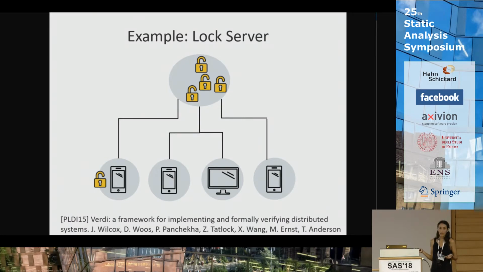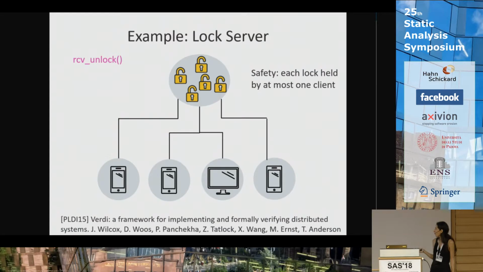Then it may hold it for a while. When it wants to release the lock, it will send an unlock message using this send unlock action. When the server receives the unlock message, the lock becomes free again, available again, and that's basically the protocol. Okay, very simple. And the safety property that we would like to verify here is, like I said before, that a lock is never held by more than one client.